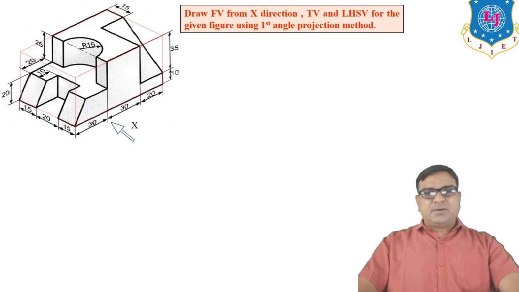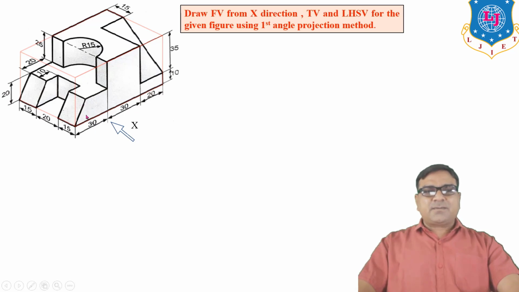Front view is always above XY line in first angle, top view below XY line, and side view, meaning left hand side view, placed on right of the front. Now first of all we have to observe the object and find out the overall length, width and height of the object.